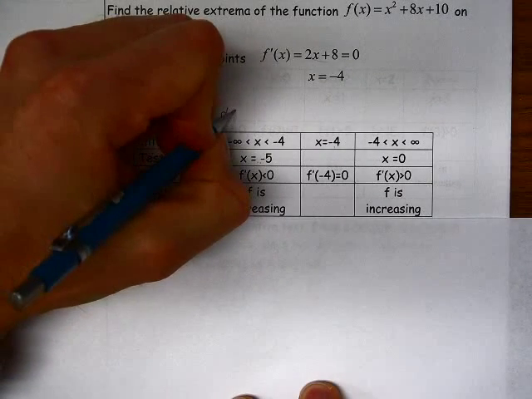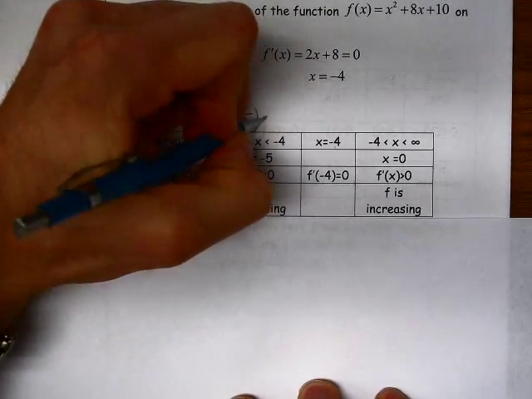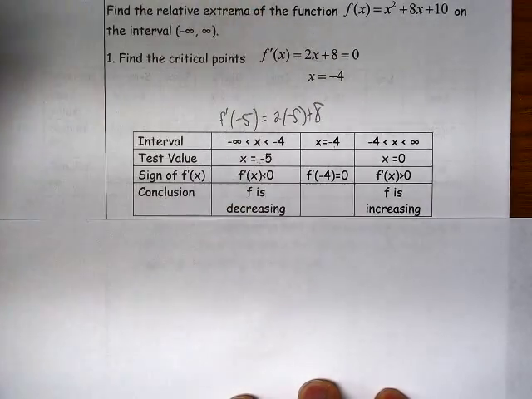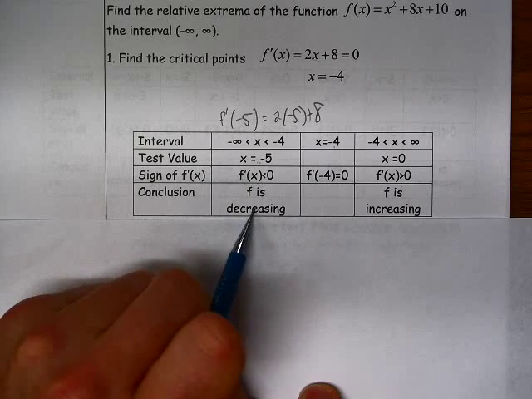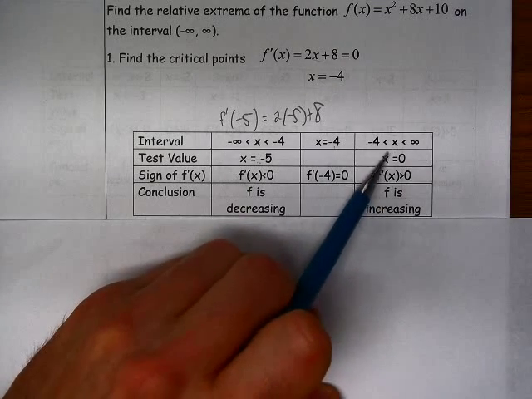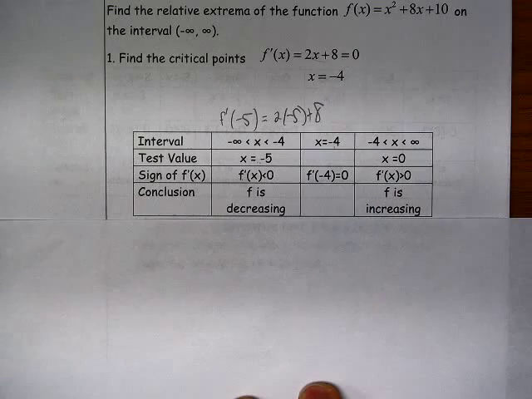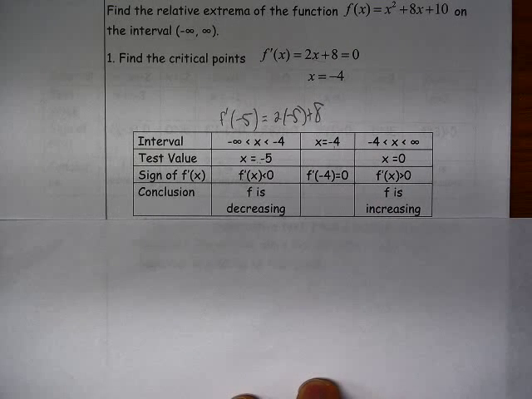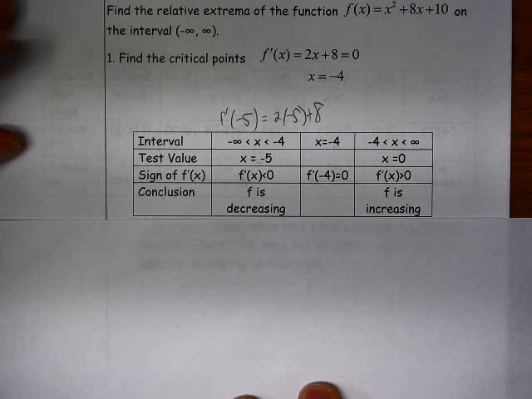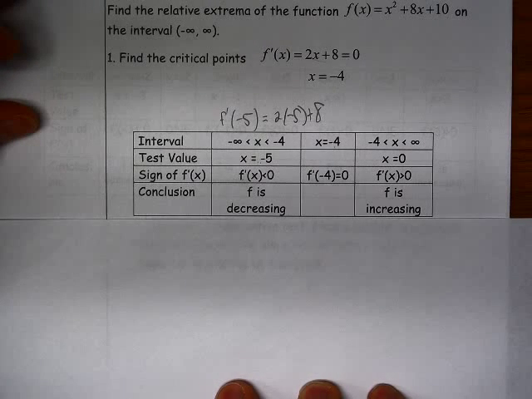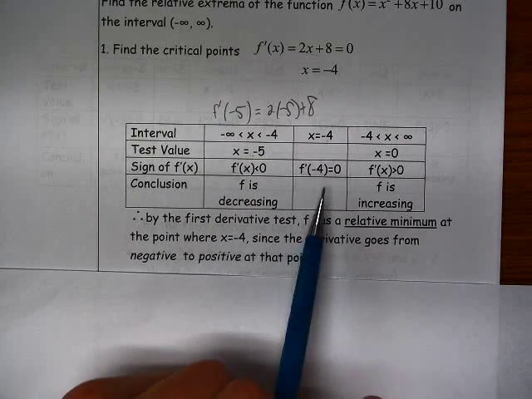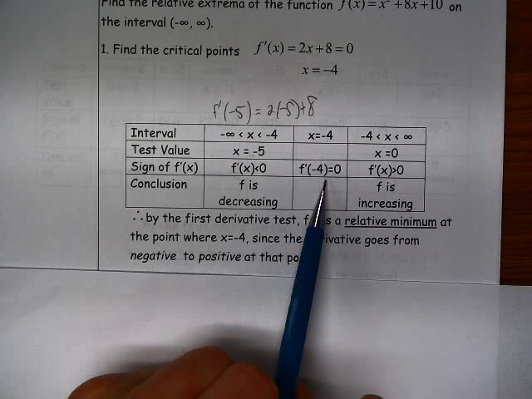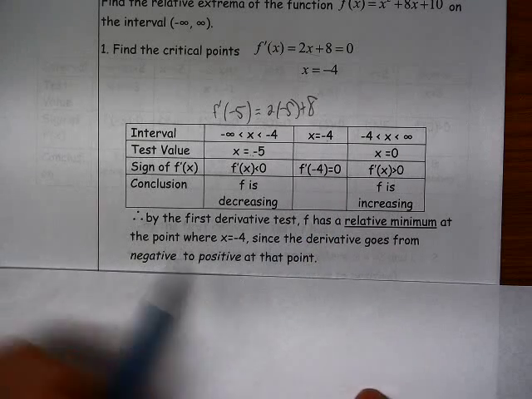I find out what f prime of negative 5 is. So I have 2 times negative 5 plus 8. I can see that that's going to be negative 2. F prime is negative in this entire interval, so f is decreasing. To the right of negative 4, I do a very similar thing. Here I chose 0 because it made it an easy calculation for me. So I saw that it was positive 8, so f prime is positive, and that means that f is increasing there. So my conclusion then is that f has a relative minimum at x equals negative 4, since the derivative goes from negative to positive at that point.